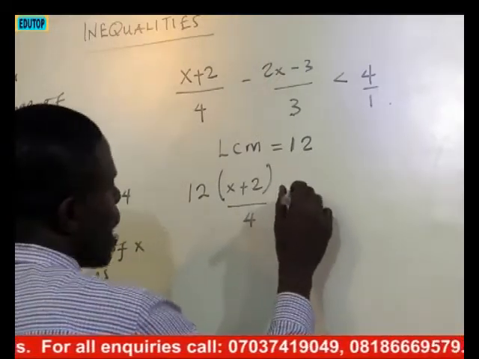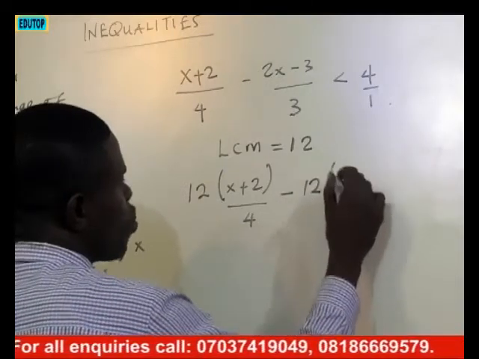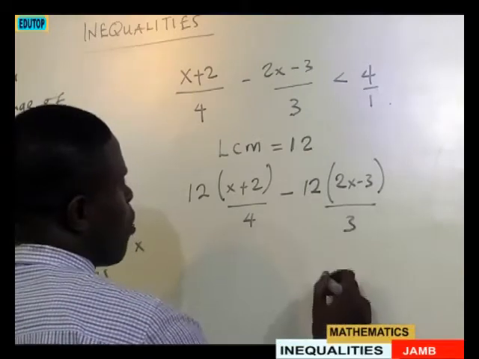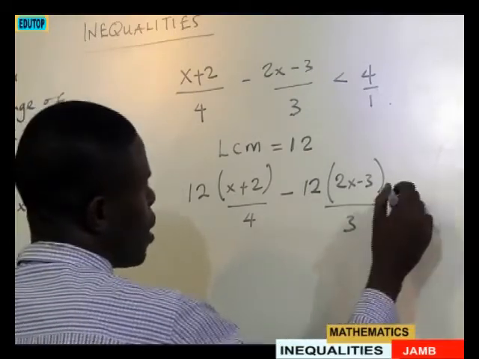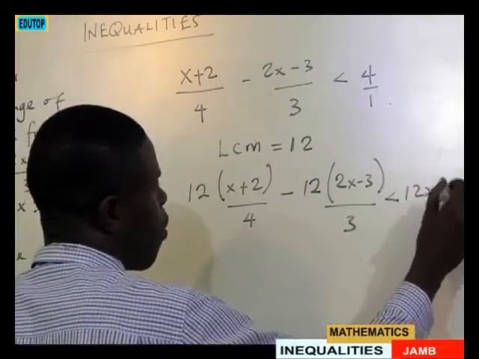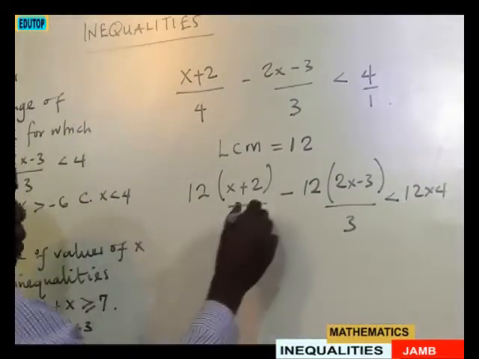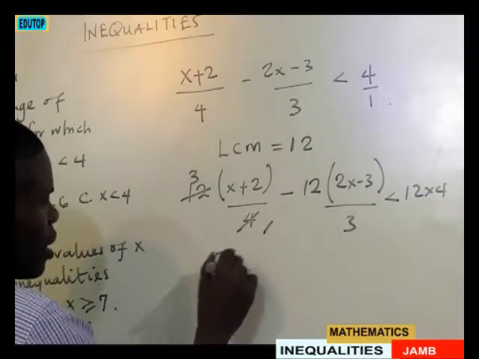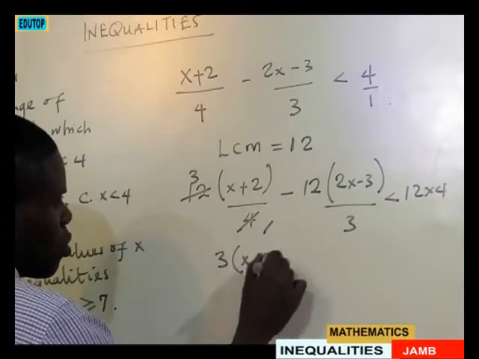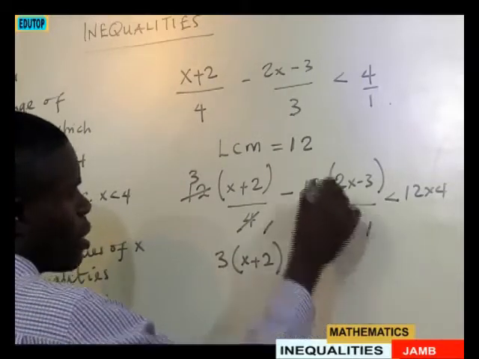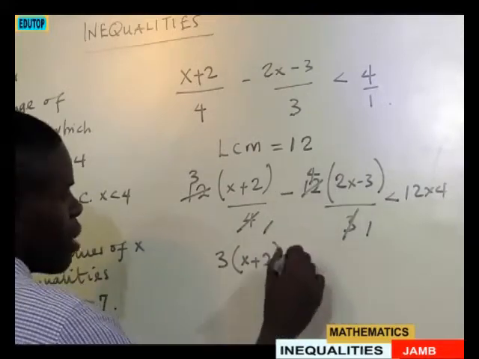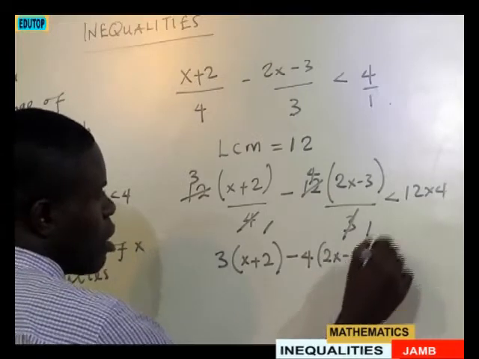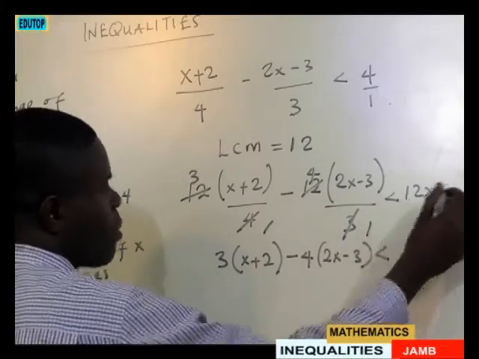Then this one again, there's a minus here. 12 into 2x minus 3 over 3. I've multiplied this also by 12. Less than 12 times 4. Now in this situation, 4 here 1, 4 here 3. So I can write this one as 3 into x plus 2. 3 here 1, 3 here 4. There's a minus here. Minus 4 into 2x minus 3 less than 12 times 4.